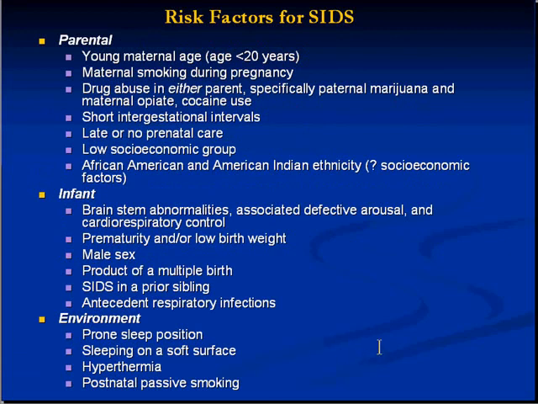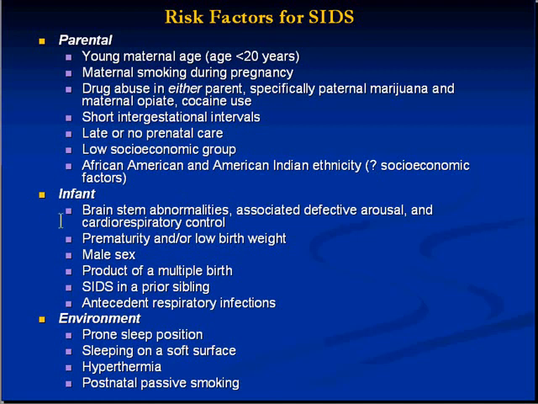There are risk factors for SIDS. There are no causes, but there are risk factors. The risk factors are parental, infant, and environment. A young mother is a risk factor. Maternal smoking or drug abuse, alcohol, risk factors. Short intergestational intervals, mothers that have frequent babies and not much time between, another risk factor. Low socioeconomic group, little or no prenatal care, and classically, the American Indian and African American communities have a much higher incidence. So that could be related to socioeconomic as well.